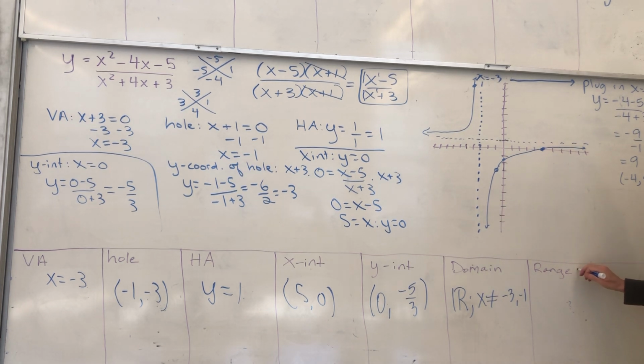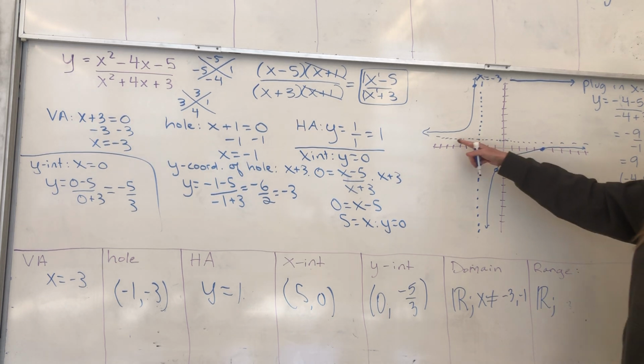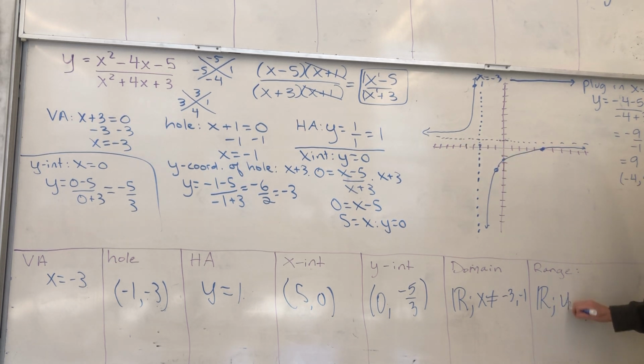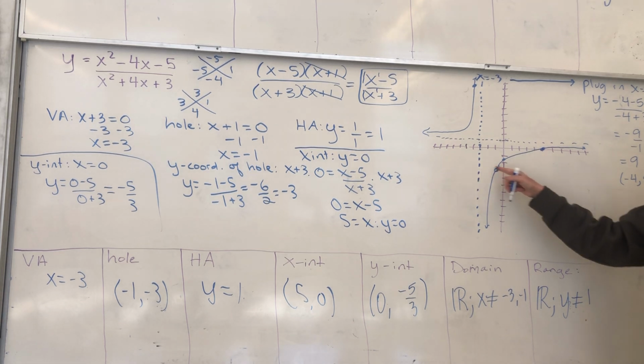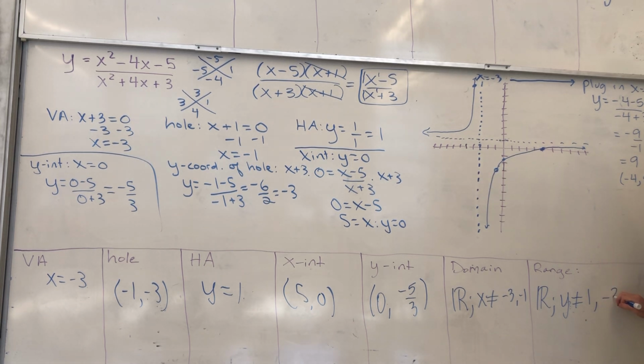How about the range? Well, the range, we're also okay with everything, except if you look here, I don't have any y values at y equals 1, and I also don't have any y values at the y value of the hole, because I have to exclude that.